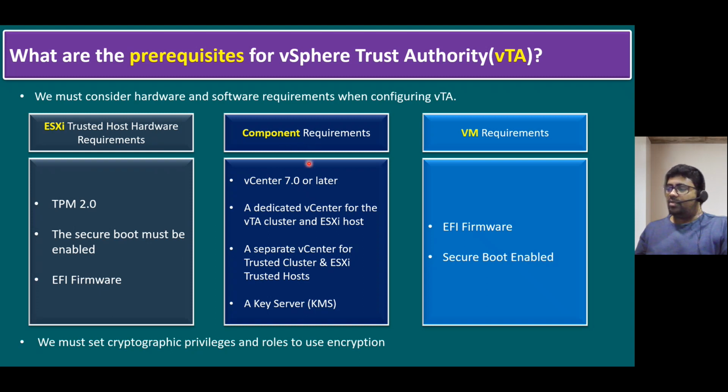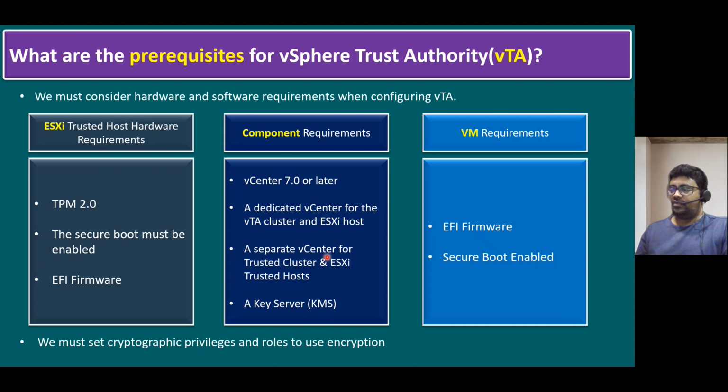For the component requirement, we must have vCenter 7.0 or later, and the latest version is 8.0, and a dedicated vCenter server is a must for the VTA cluster. VTA cluster means vSphere Trust Authority cluster and ESXi host. Normally we can use one VTA cluster. Using that one VTA cluster, we can centrally manage all other remote data center vCenters and also the ESXi hosts. So that is the point we highlighted here.